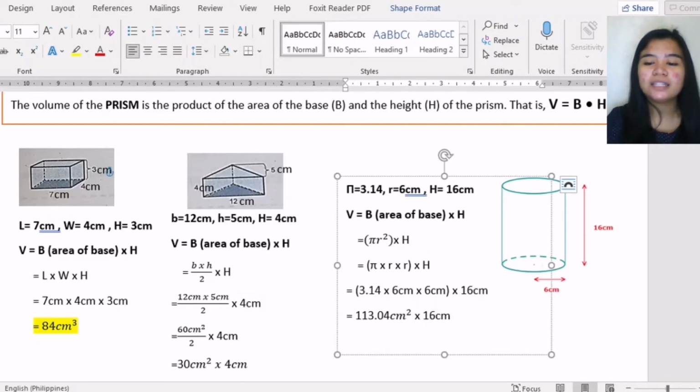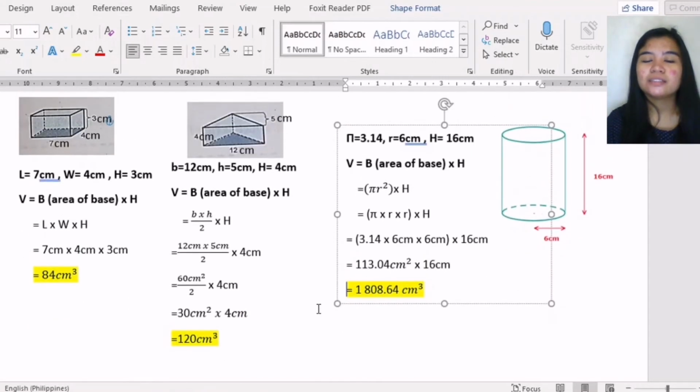Then after that, equal, and then let's multiply. So 113.04 times 16. The product is 1,808.64. And then centimeter squared times centimeter, that is cubic. So the volume of the given cylinder here is 1,808 and 64 hundredths cubic centimeters. So that is the volume. Let's highlight it.